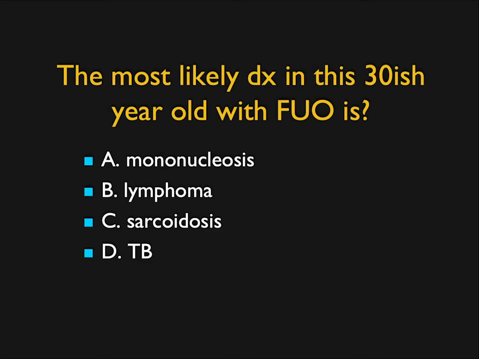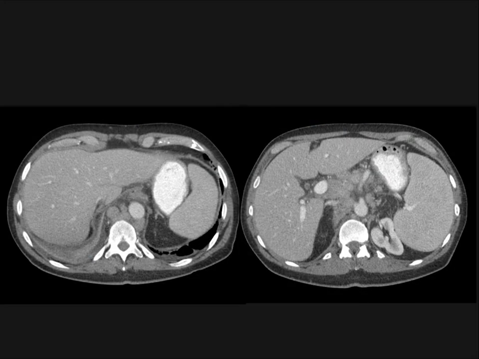This patient had FUO, and what's the best diagnosis? So you see in this case a large spleen, and there are 4 choices here, and mono, lymphoma, and sarcoid all can give you a large spleen. TB can occasionally, but it's rarer.